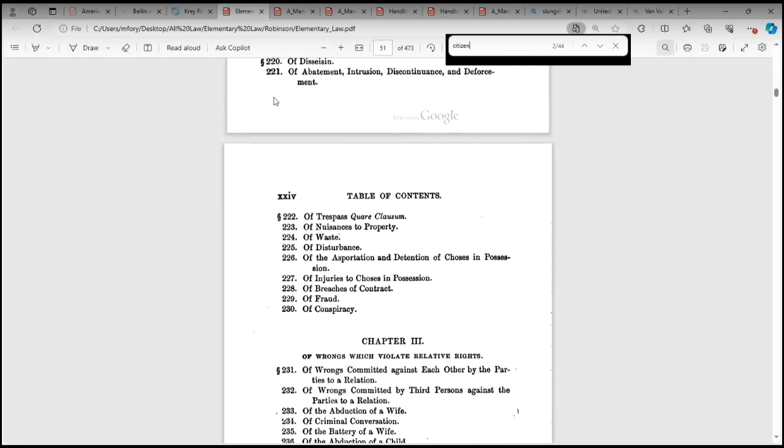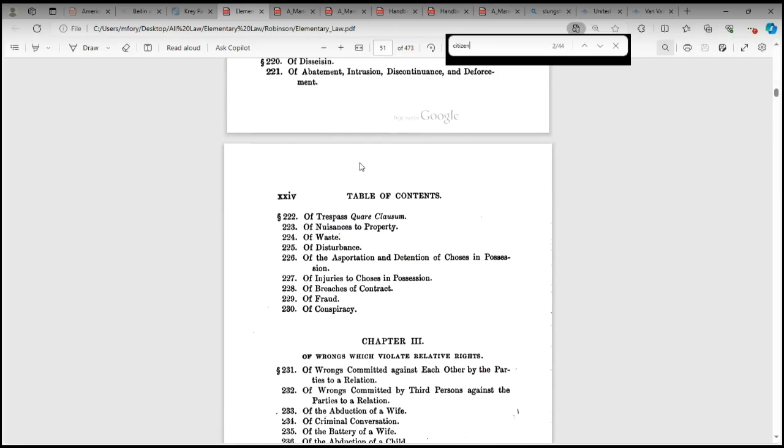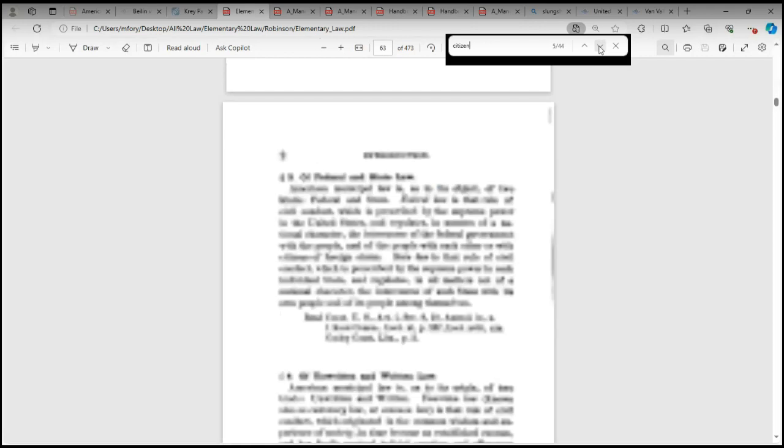The dates, the copyrights of each of these PDFs vary by about 30 years maybe. The oldest one I have is 1882, which is the Robinson one, the one that I shared in my Telegram group. And the last one is from 1915 by a guy named Fishbeck. All right, so today I will start with citizenship.